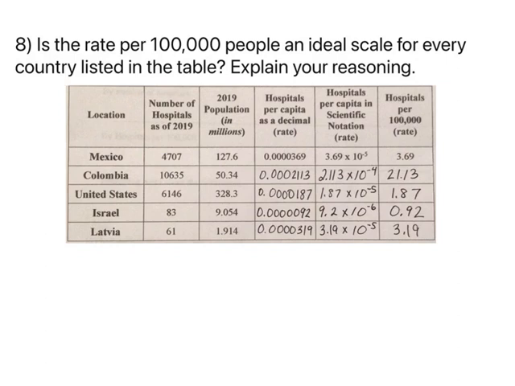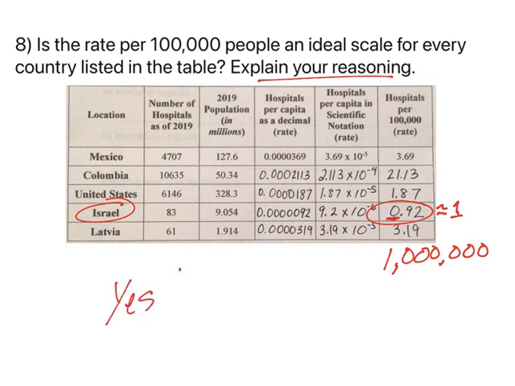Is the rate per 100,000 people an ideal scale for every country listed in the table? Now, you could argue this either way, right? This is kind of an opinion question. But when we look down to our country of Israel, it has a 0 in the front. Now, 0.92 would round to 1, so that's one thing. But you could say maybe for Israel, 100,000 isn't the best. Maybe 1 million is better, because that will give us a non-zero number in front of the decimal. So yes, no, it kind of depends on your point. You could say yes because 0.92 rounds to 1. That's fine. Or you could say no because they have a non-zero number in the front. I think if you back it up with your thoughts, either one of those could be correct.